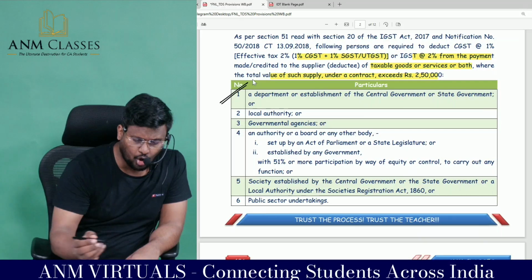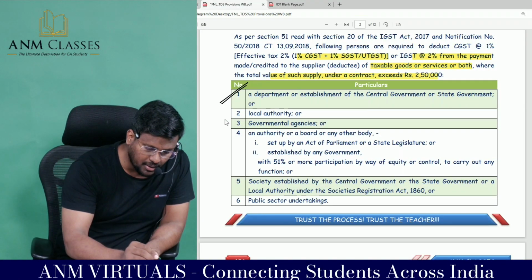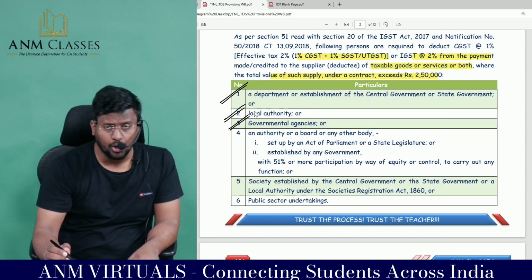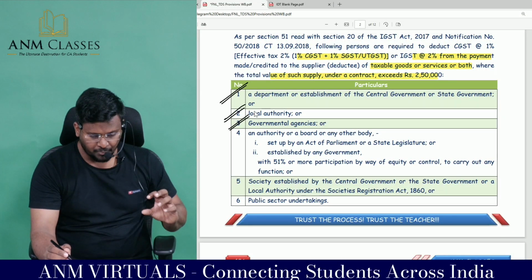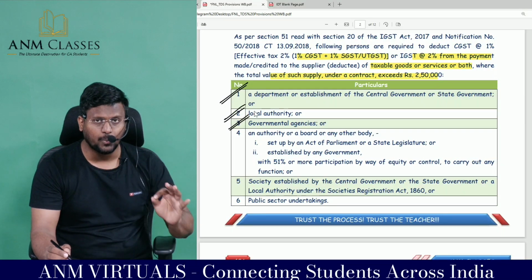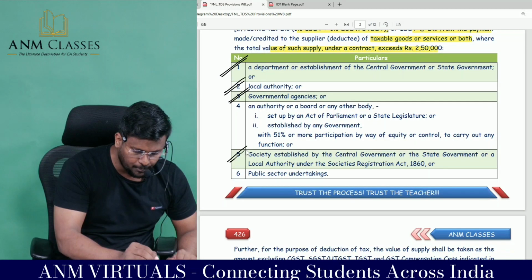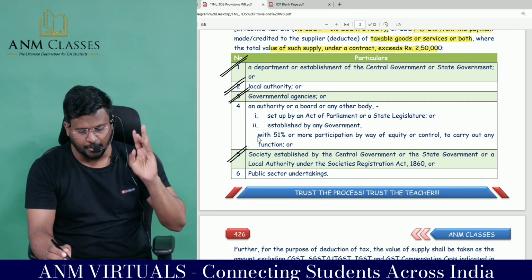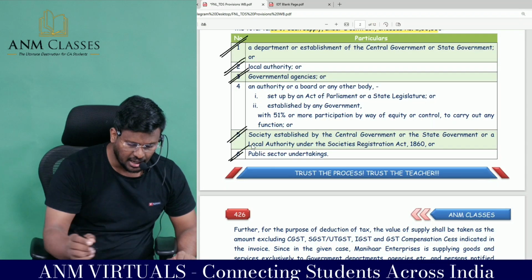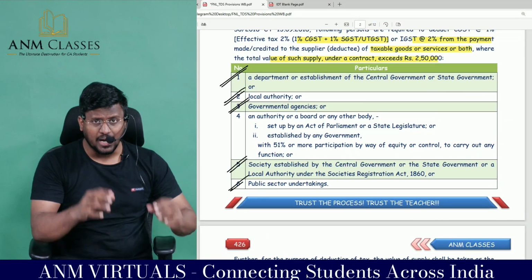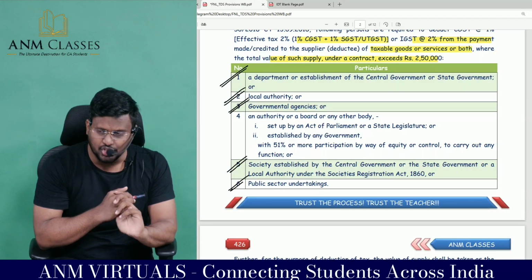Number 1, a department or establishment of the central government, state government or local authority, or a governmental agency, or an authority or a board or any other body set up by an Act of Parliament or a state legislature, or established by any government with 51% or more participation by way of equity or control to carry out any function, or a society established by central government or state government or local authority under the Societies Act, and a public sector undertaking. That means if you are supplying to these people, they are liable to deduct TDS under section 51.